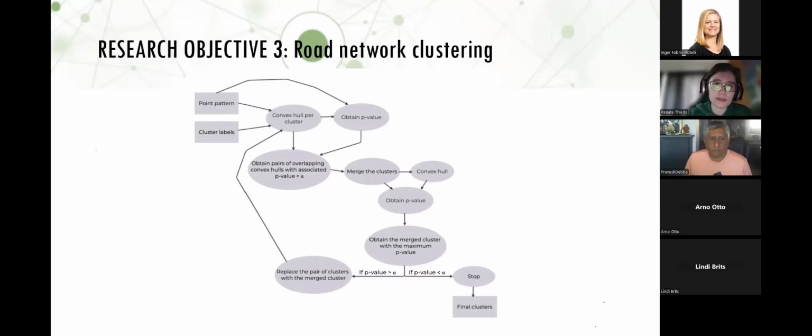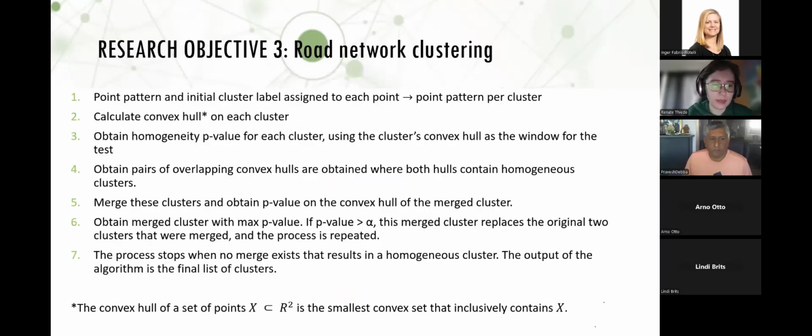Then I would get the convex hull on each cluster. And the convex hull is literally just if you take points and you draw the boundary around them. There's an illustration on the next slide. Basically, you just take the boundary around the points because then that becomes your observation window. Then I would run the test on each cluster, so on each of these little windows with points inside of it, and then obtain overlapping convex hulls where both contain homogeneous clusters, merge them. I know this is a lot of words, but there is an illustration on the next slide, and then I'll go through it again.